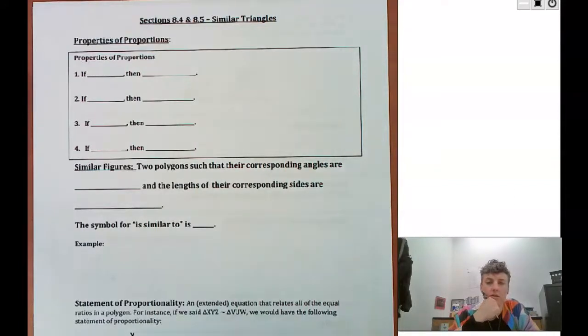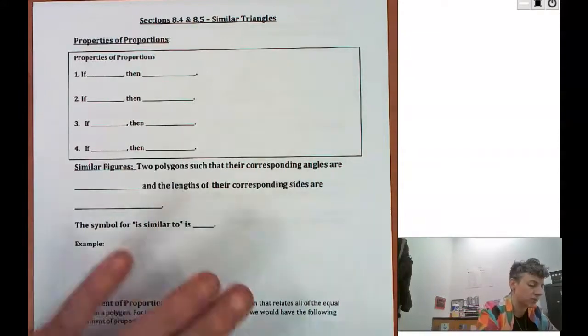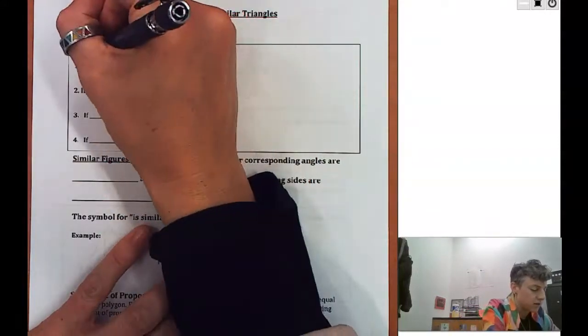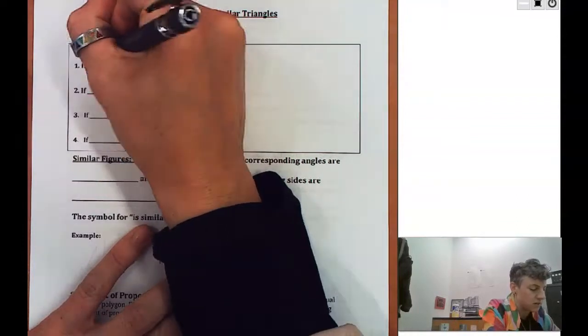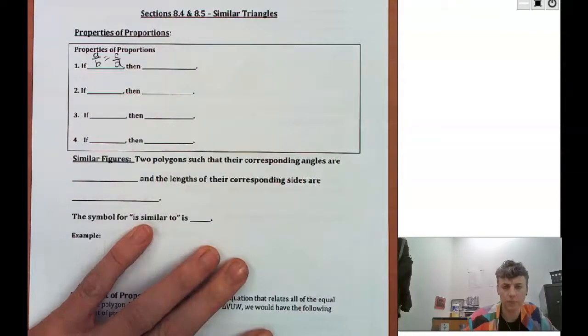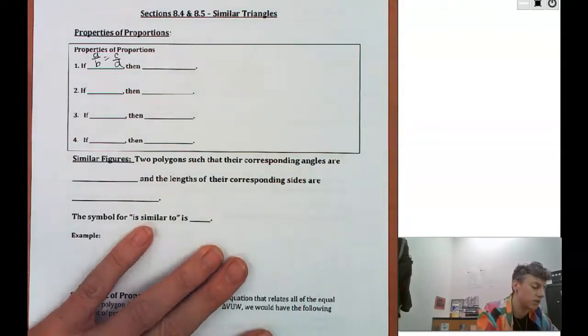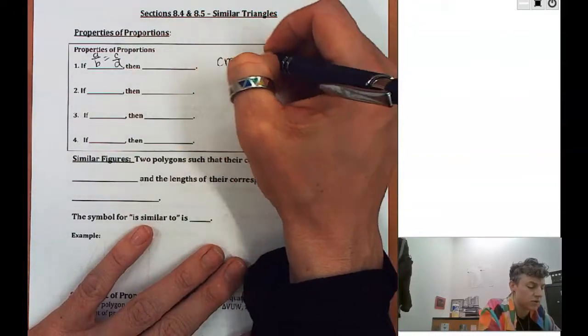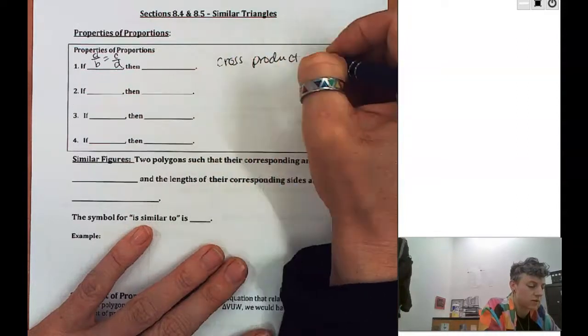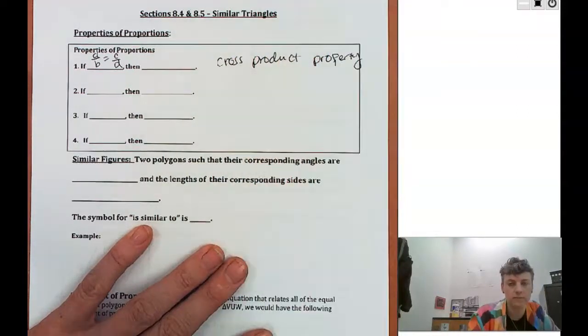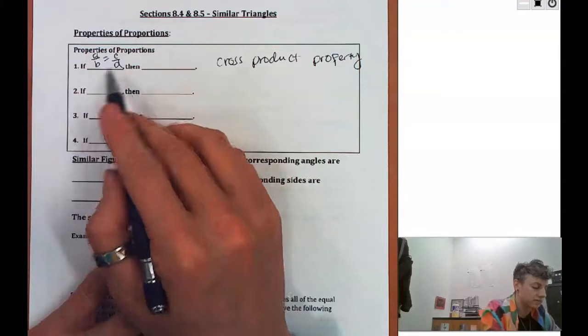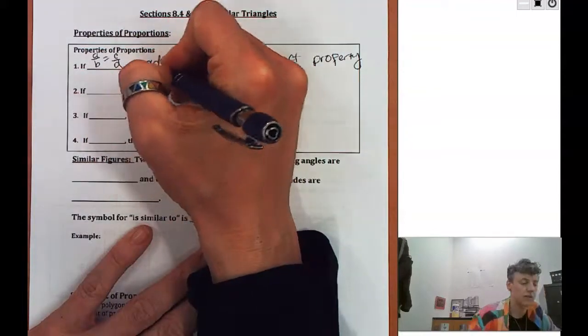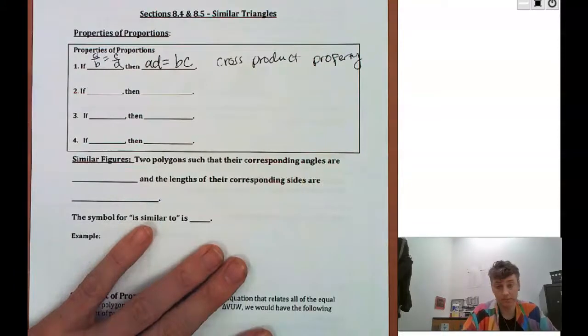To do that, let's do some review of our properties of proportions. So let's make a proportion here. If A over B equals C over D, there's our proportion, two ratios equal to each other. We can use our cross product property to say what? You're right, A times D equals B times C. AD equals BC. It's our cross product property. Great stuff.